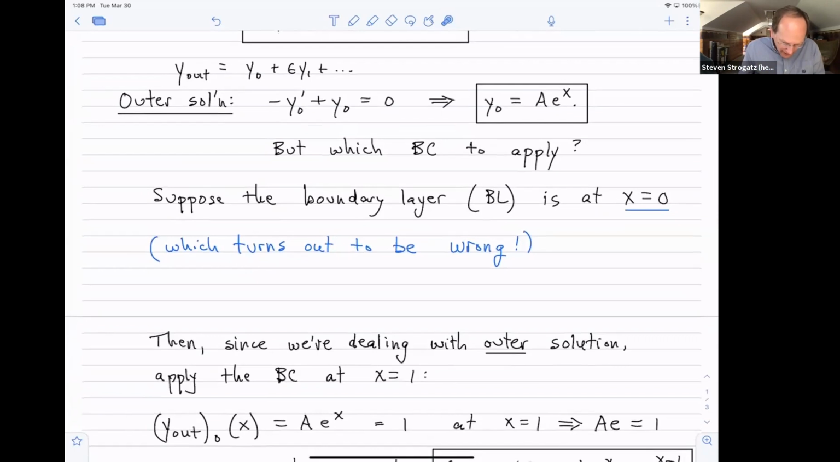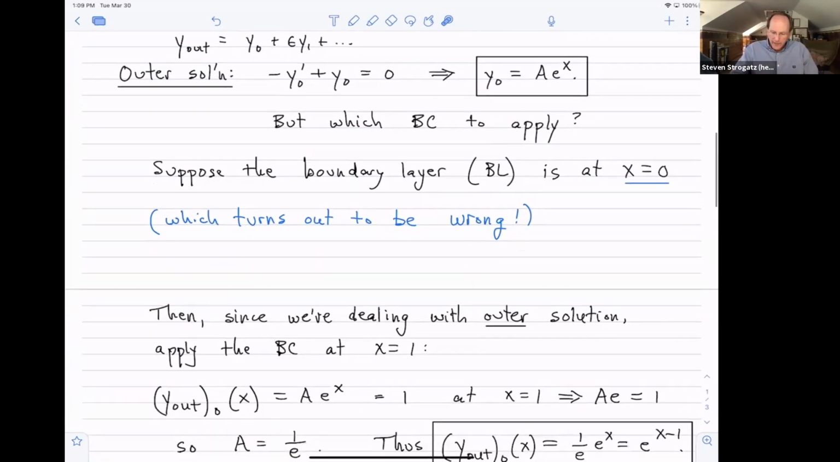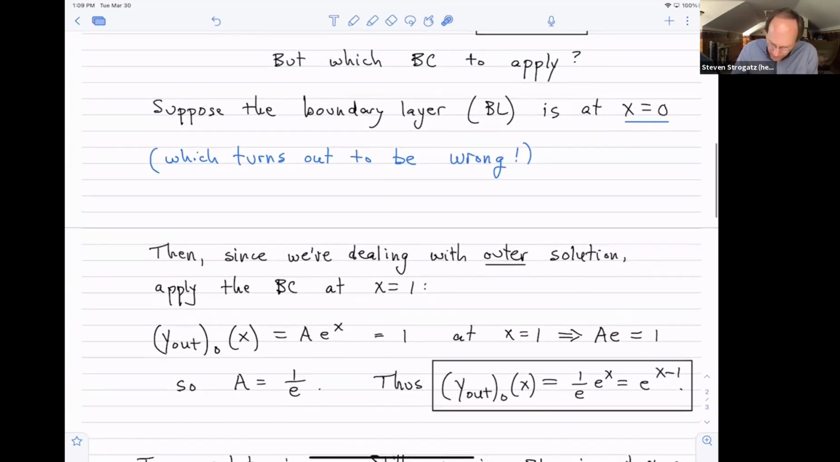The boundary condition at x equals 1 tells us that y at 1 is 1. And since the lowest order solution is a e to the x, that's supposed to be 1. Applying that at x equals 1, you get a times e is 1. Solving for a, we get a is 1 over e. I can then substitute that back in for a, giving me 1 over e times e to the x, or e to the x minus 1. Okay, so that's what the outer solution would look like.